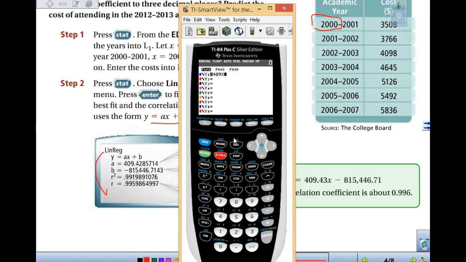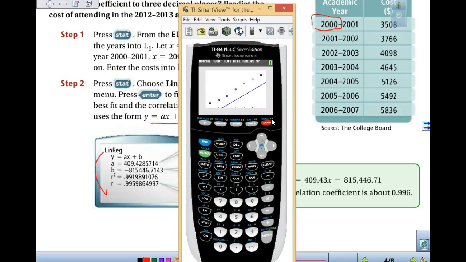So we are typing this slope into our calculator. 409x. Then you're going to put minus, and you're going to put this 815,446. So I put minus 815,446, and I hit graph. It will have my data points, and it will have my line. Mine didn't do anything. My line is like way off.